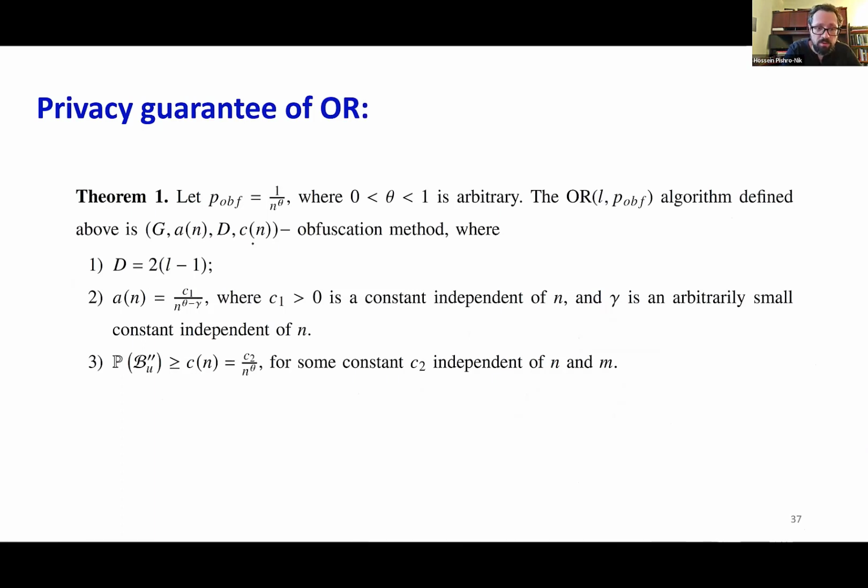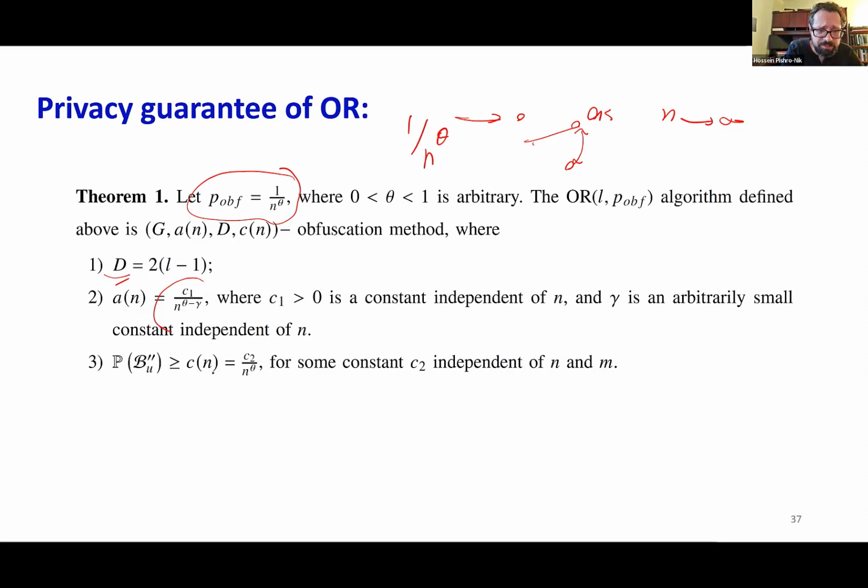First of all, you can have a probability of obfuscation that is in the order of 1 over n to the power of theta, which means that it goes to 0 as n goes to infinity. The maximum distance is bounded, so whenever you are reporting the data, the distance to the actual data is not large. The noise level, again, is in the order of something over n to the power of something positive, which goes to 0.